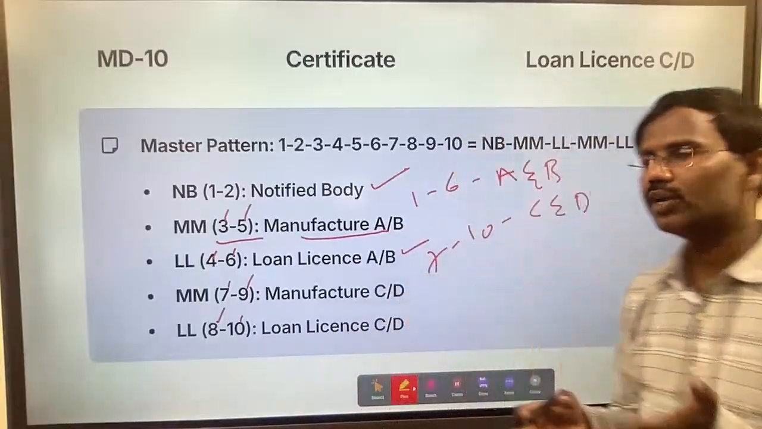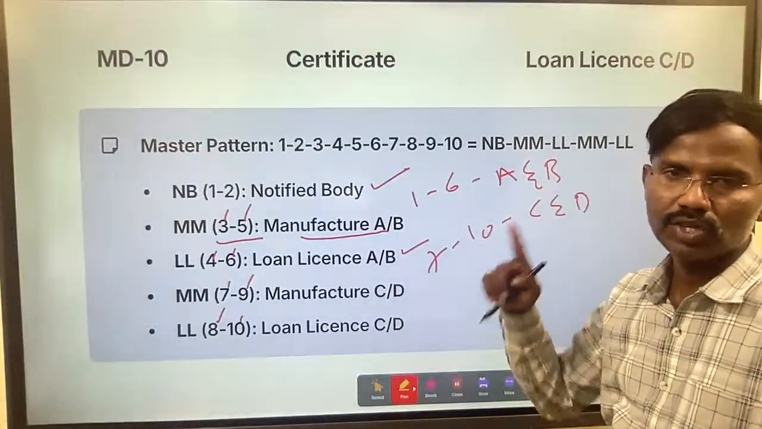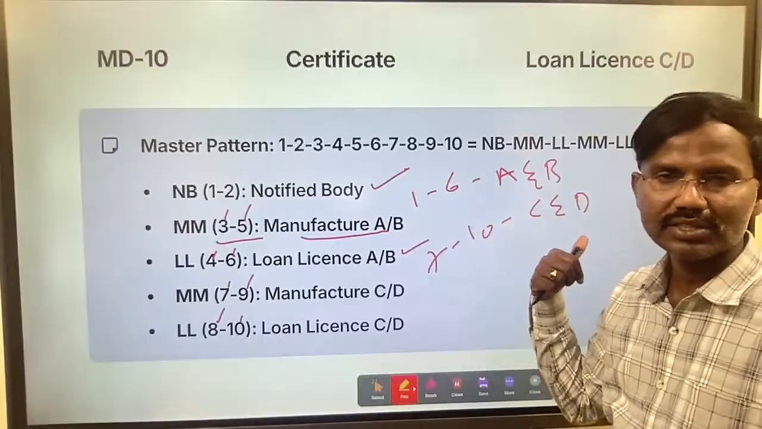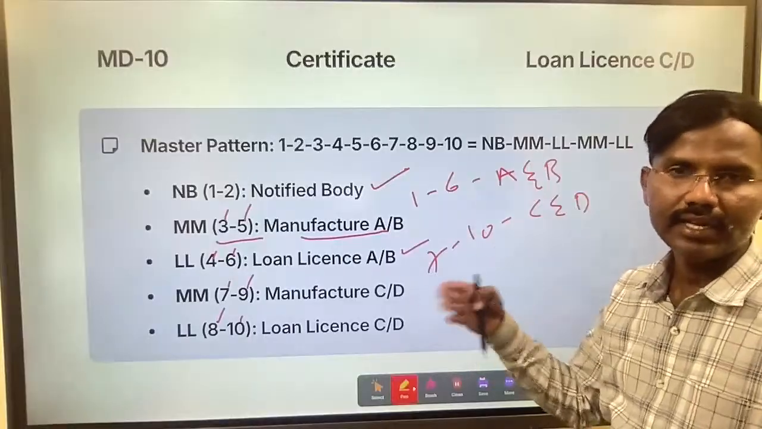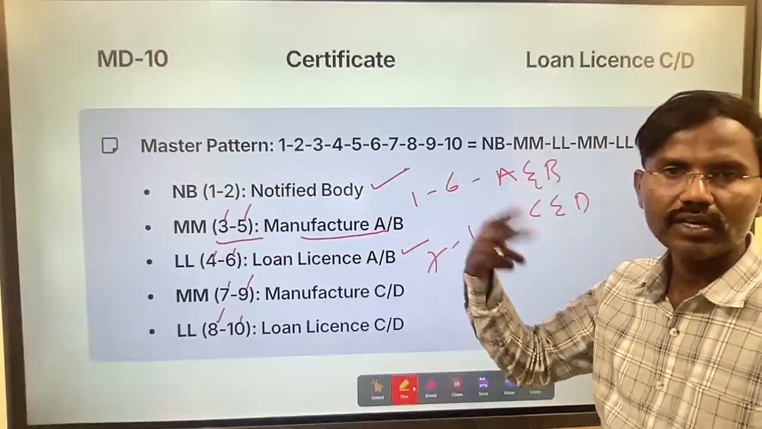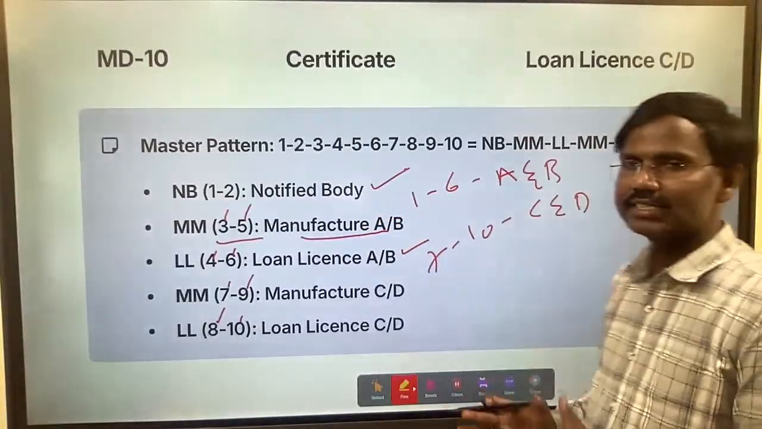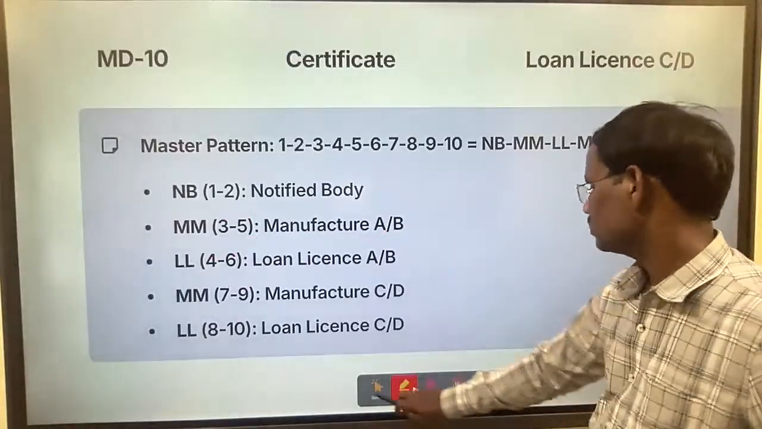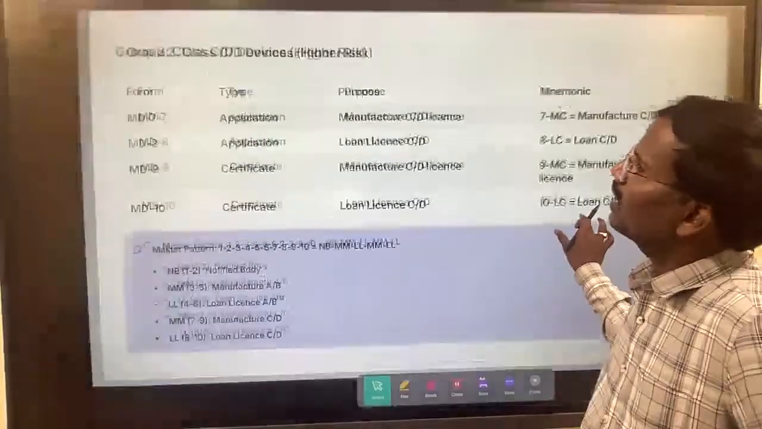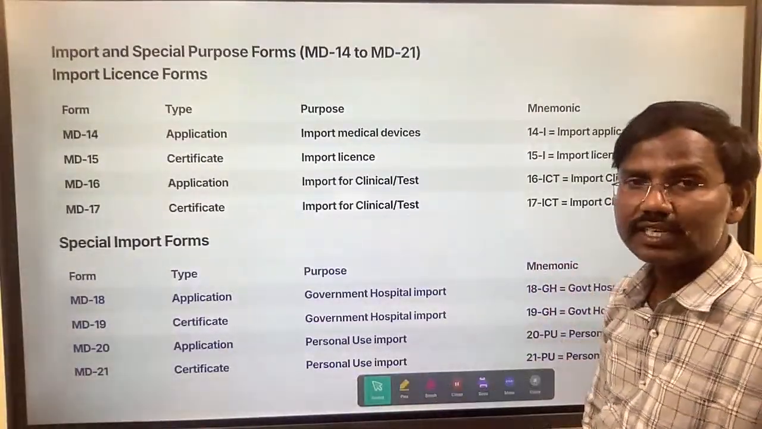In that way you remember the 1 to 10 forms. 1 to 6 talk about A and B, and 7 to 10 talk about C and D. Within that there are again two classifications: one is for manufacturing, another is loan license. This is how you remember the 1 to 10 forms easily. Next slide. So we completed the core manufacturing forms.